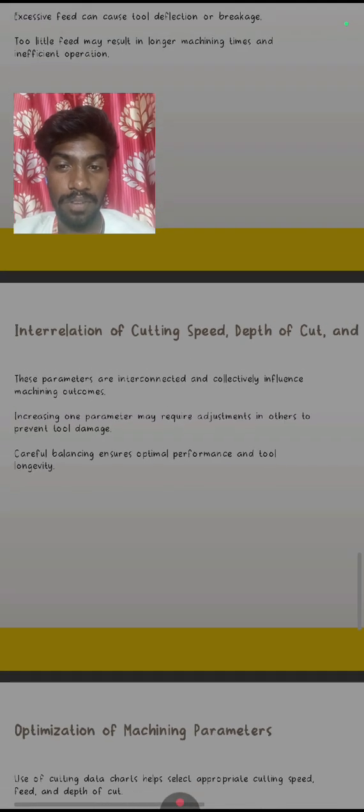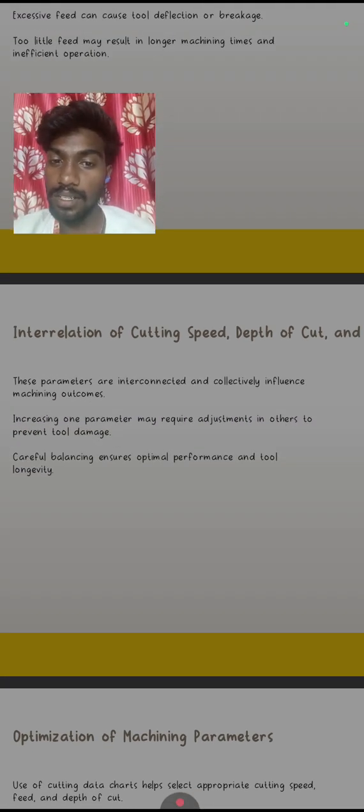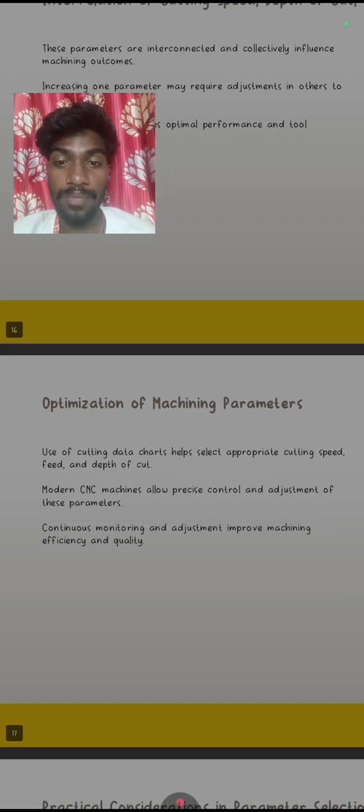Interrelation of cutting speed, feed and depth of cut. These parameters are interconnected and collectively influence machining outcomes. Increasing one parameter may require adjustment in others to prevent tool damage. Careful balancing ensures optimal performance and tool longevity.